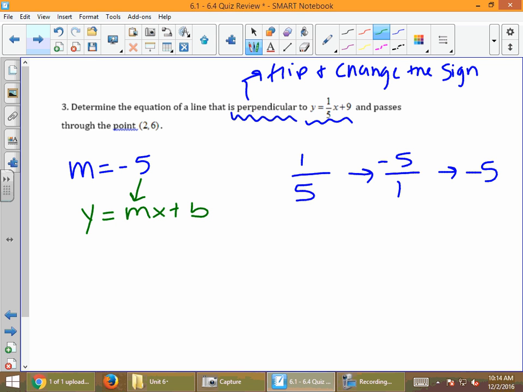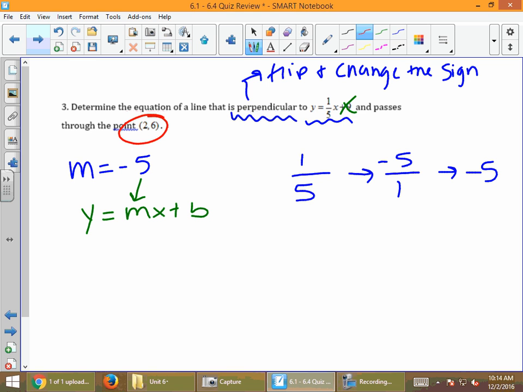We want to write a new equation in y equals mx plus b form using the slope negative 5. Here's the thing. Did they give us our b? Did they give us the b of the new equation? No, they gave us the b in the original. That's not important. We don't care about that one. We're not going to use that. So we have to figure out what b is. How are we going to figure out what b is? What can we do with this point?